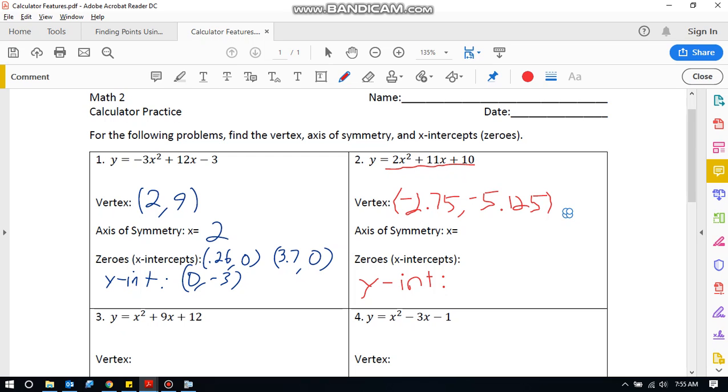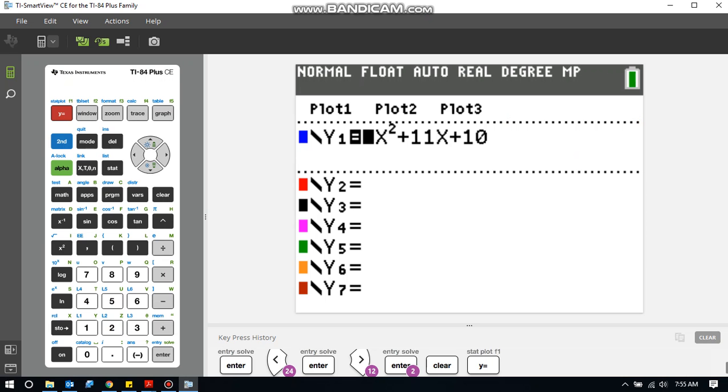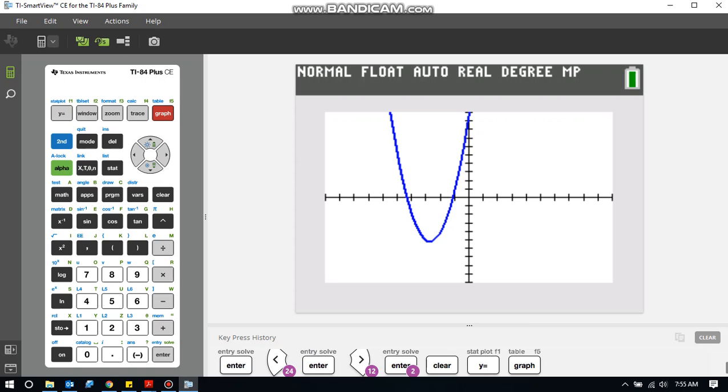So, working off the same problem, 2x squared plus 11x plus 10. You should put that in the calculator under y equals. Remember, y equals is on the top left. When you plug it in, the x is next to the green button, and the squared is 3 down from the green button. So 2x squared plus 11x plus 10. Once you have that graph, remember, it looks like this.